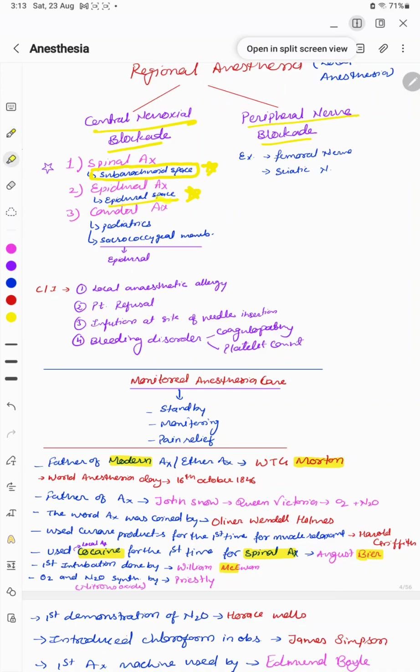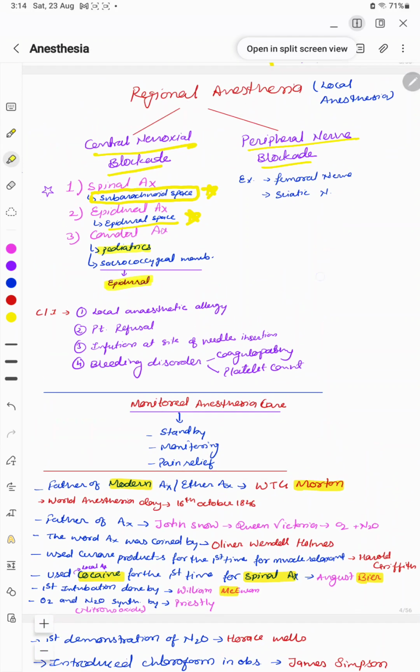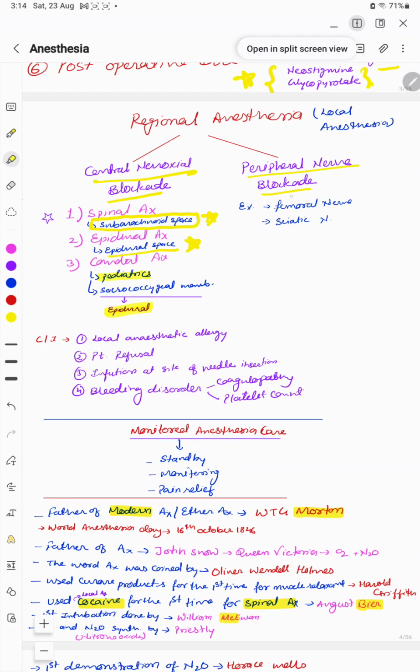Okay, this is an important question from the exam point of view: where we give epidural anesthesia and where we give spinal anesthesia. Spinal anesthesia we give in the subarachnoid space, and epidural anesthesia we give in the epidural space. Then caudal anesthesia is given through the sacrococcygeal membrane. This caudal anesthesia we give in pediatrics, for children, in the epidural space through the sacrococcygeal membrane. And here is the peripheral nerve blockade: we block a particular peripheral nerve, like the femoral nerve and sciatic nerve.